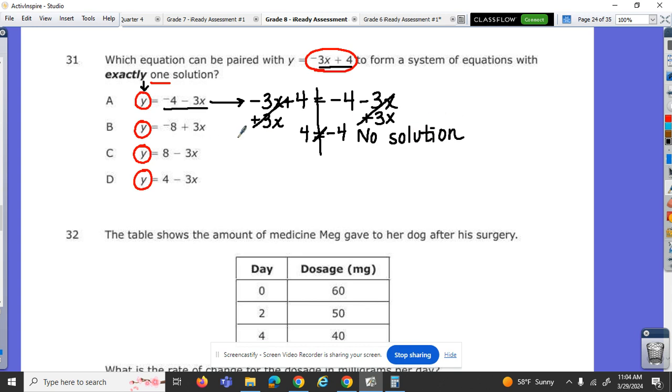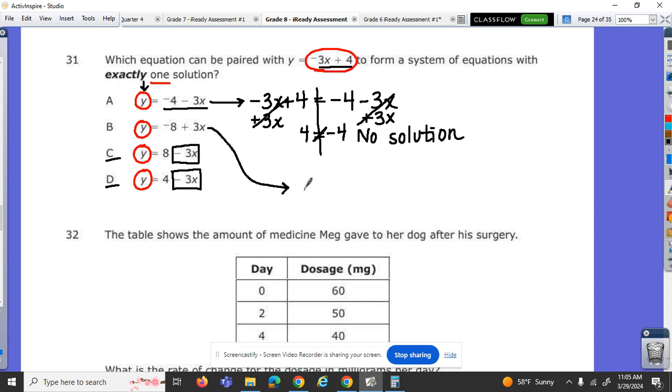So if you take a look a little more carefully at your remaining choices, do you see something that's going on with the 3x's? Well, what I see is that C also has a negative 3x, and D also has a negative 3x. So the same thing is going to happen on C and D that just happened on A. So we're thinking that B is going to be right, but let's double check it just to be safe.